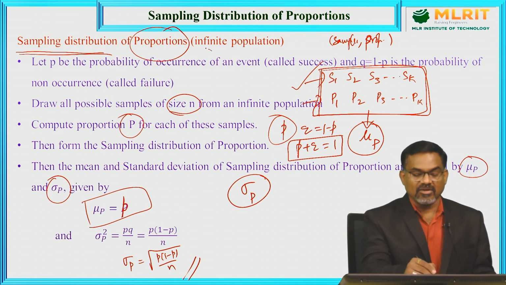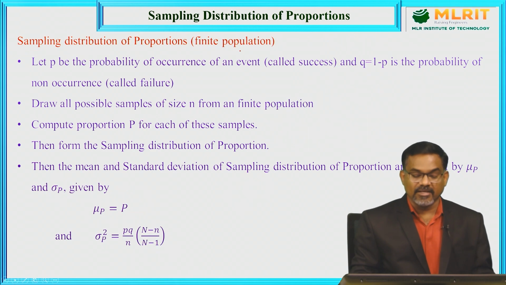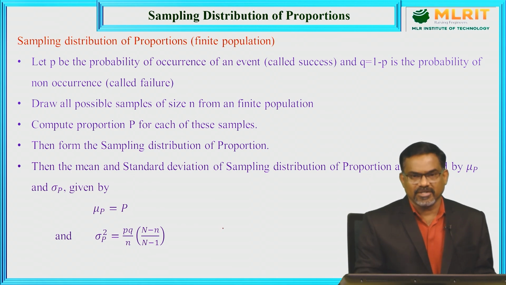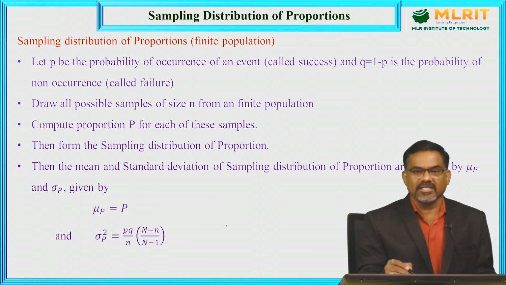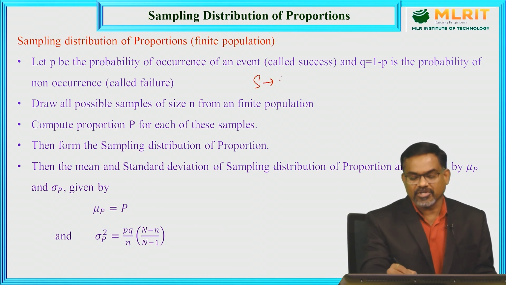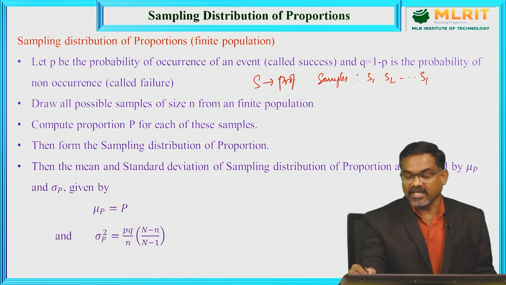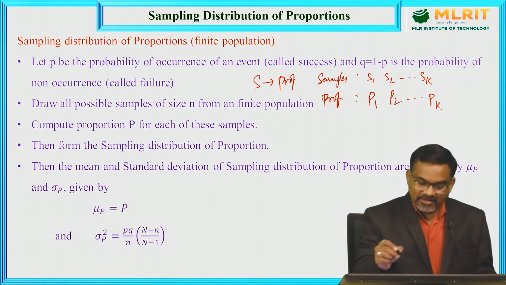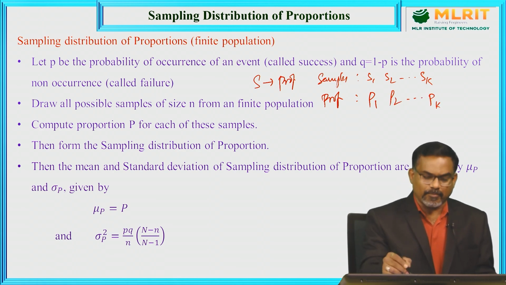And this is in the case of infinite population. Similarly, let us consider a finite population and draw all possible samples of size n from this finite population, and again find the statistic S as the proportion. So, again the number of samples S1, S2 and so on, k samples. Let us find the proportion P1, P2 and so on, Pk. So, that means consider the sampling distribution of proportions.